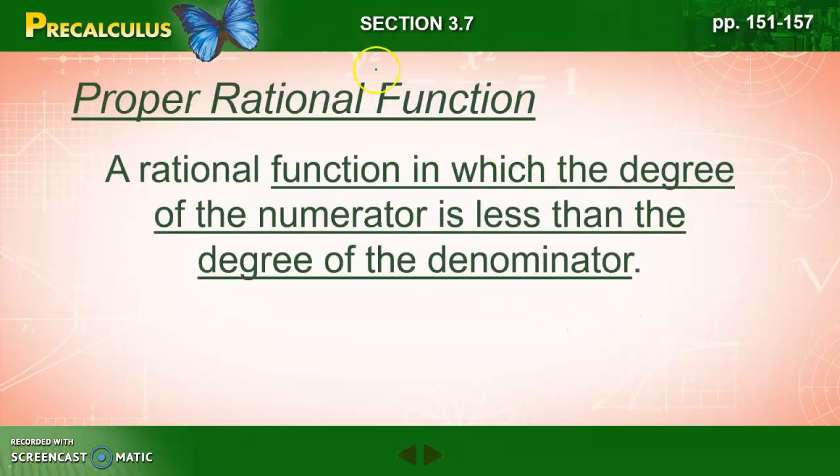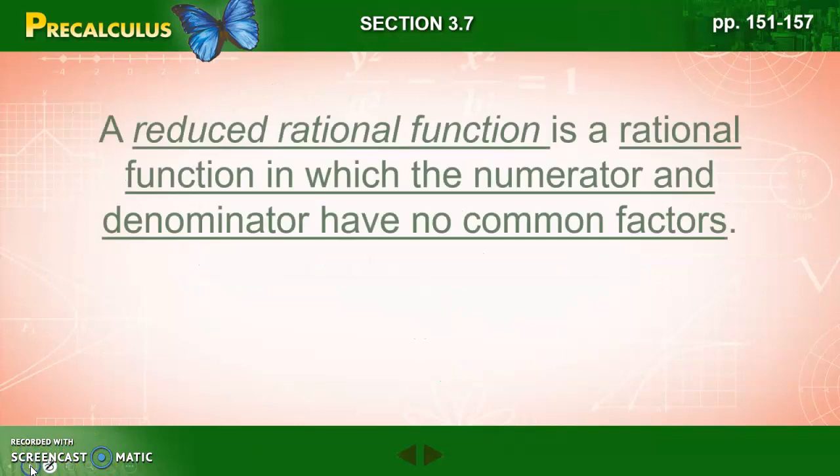A proper rational function is a function in which the degree of the numerator is less than the degree of the denominator. So we've got x to the fourth and x to the fifth. The numerator degree, fourth degree, is less than the denominator. That makes it a proper rational function.